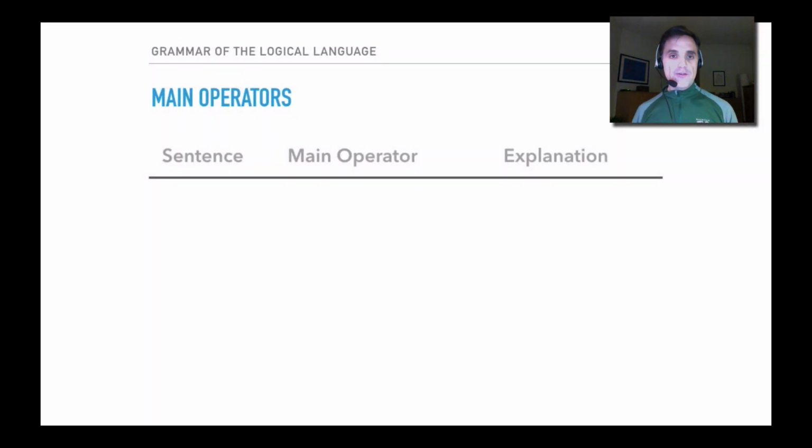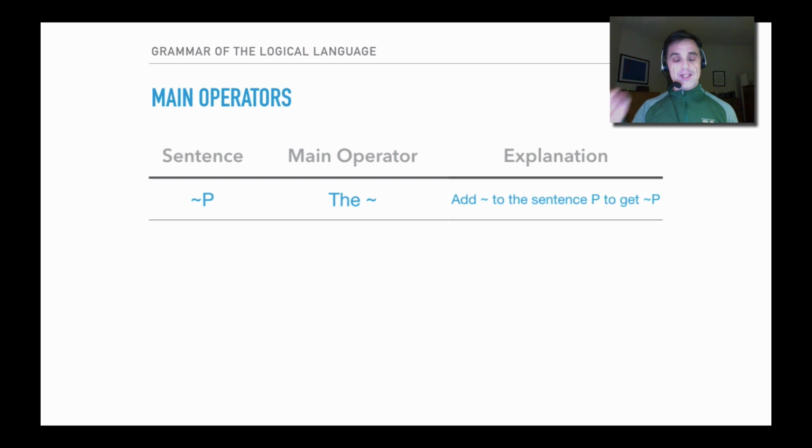Okay, so to further understand what grammatical ambiguity means, why our language isn't grammatically ambiguous, and to help us with symbolizations as well, I want to introduce the notion of a main operator. I'll sometimes say main connective, but main operator. I'm going to give some examples first. So here we have the sentence negation P. What's its main operator? The tilde. Why? Well, because we took the sentence P and we put that tilde on the front to get this new sentence, the one we're looking at. Okay, how about the sentence tilde tilde P?